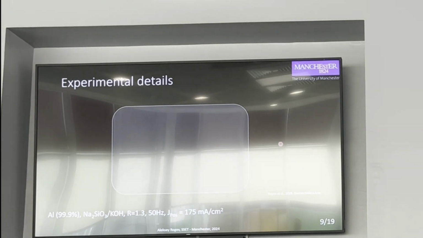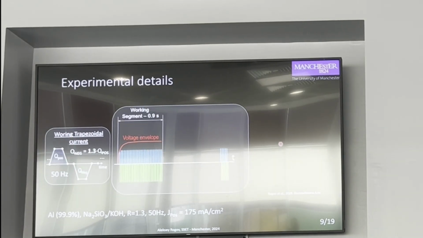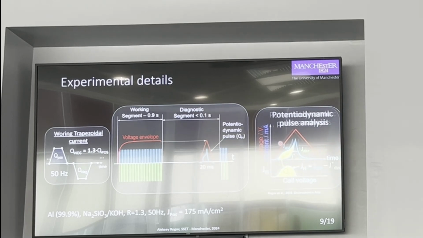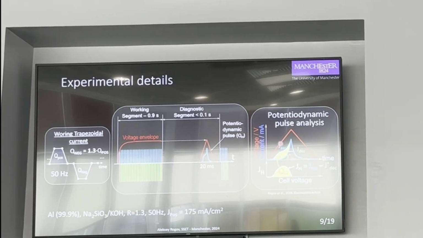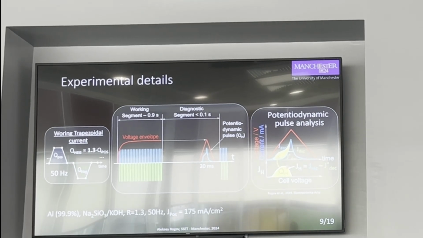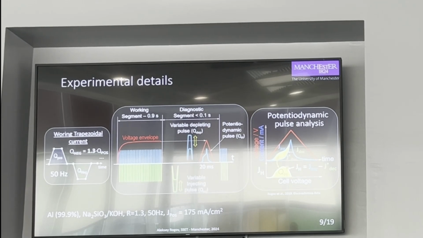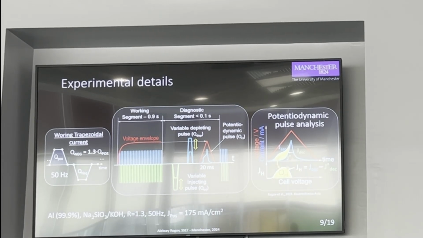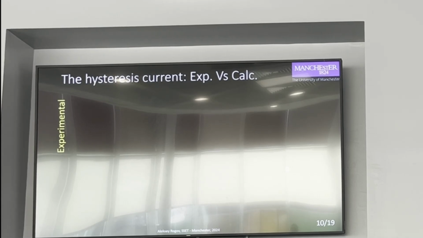In order to verify this, we designed the following complex electrical mode, which comprised a working pulse train. It's a regular trapezoidal 50 Hertz, 1.3 current ratio pulse train, followed by a diagnostic pulse train, the core of which is the potentiodynamic triangular pulse, which is characterized by the difference between upward and downward current. The difference between them is the so-called hysteresis current, and the corresponding charge of this current is the hysteresis charge. Between the working pulse train and the voltammetry potentiodynamic pulse, we introduced a few variable pulses with various magnitudes. A simple silicate alkaline electrolyte and typical current density were employed.